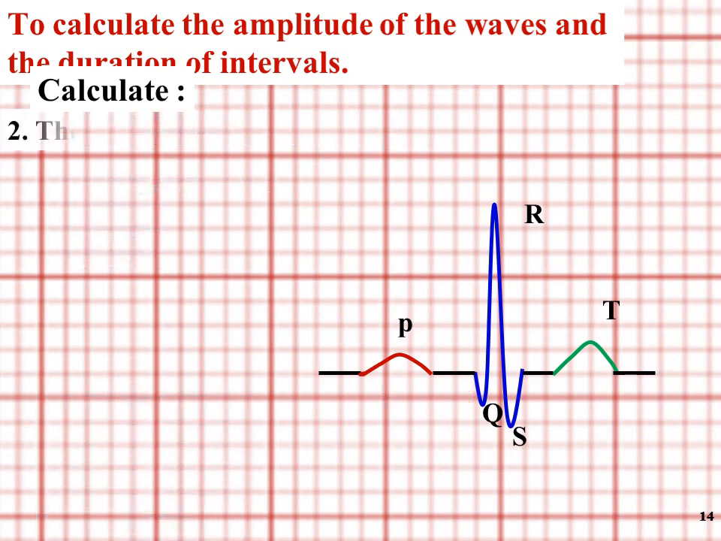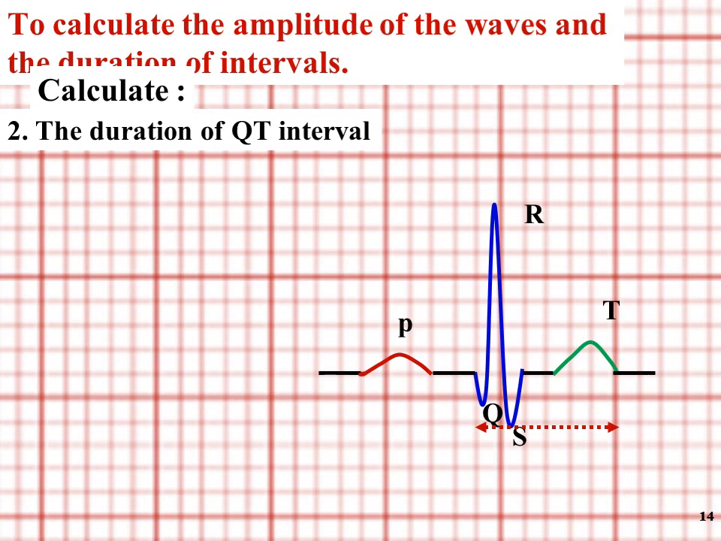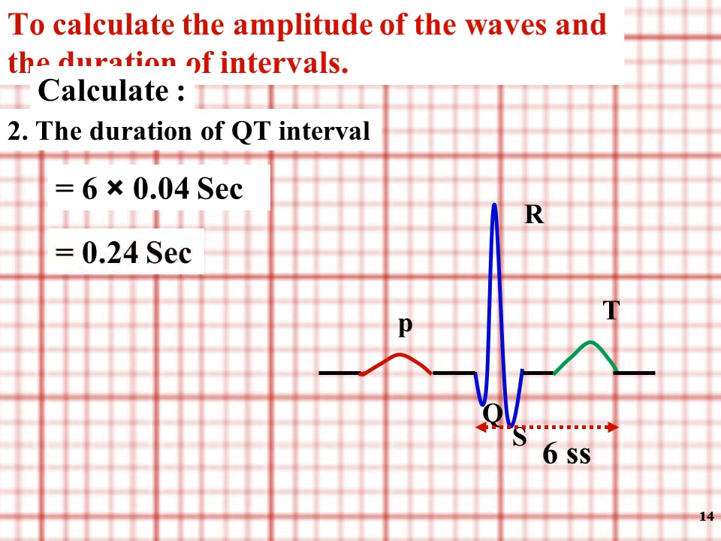Another example. Calculate the duration of QT interval. Here represented by 6 small squares, from the beginning of Q to the end of T wave. 6 multiplied by 0.04 second equal to 0.24 second.